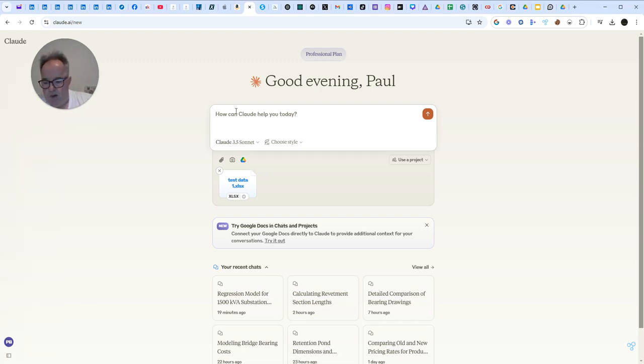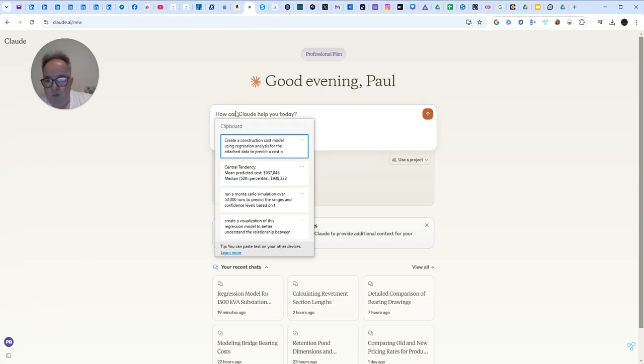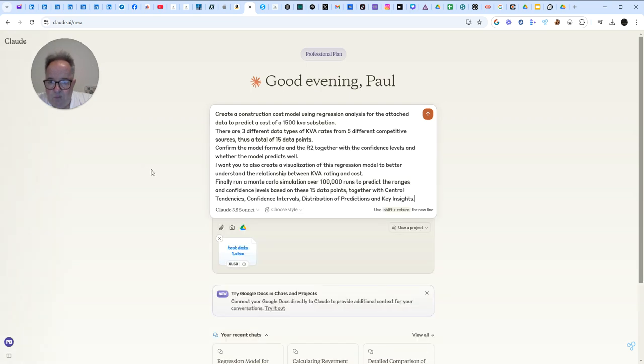So what I'm going to do now is give the prompt. So I'm going to run through this before we run all of this so you can see what I'm actually going to ask Claude to do. So I'm going to say, or I have said, create a construction cost model using regression analysis for the attached data to predict a cost of a 1500 kVA substation.